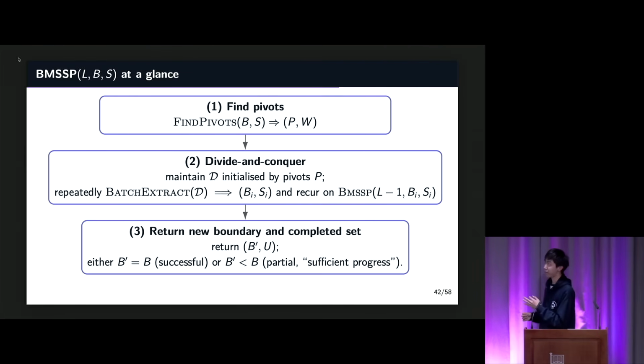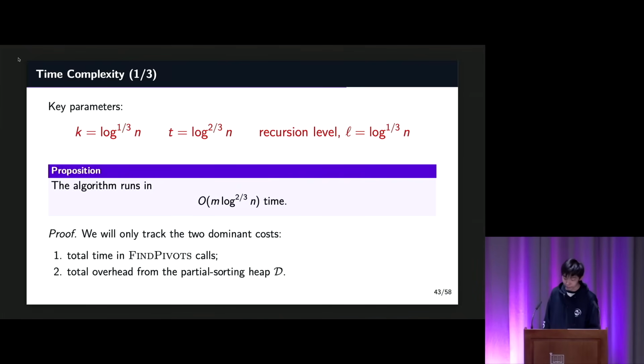What do I exactly mean by that? After we solve all the subproblems, or solve enough subproblems that we want, we return a new boundary B prime and a completed set U. There are 2 cases. If B prime is equal to B, as we said earlier, this is a successful execution. Otherwise, this execution is partial, and we have made sufficient progress that we are willing to let the remaining recursive calls do the work. Okay, let's look at the time complexity of this algorithm.